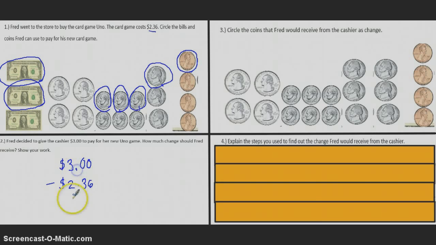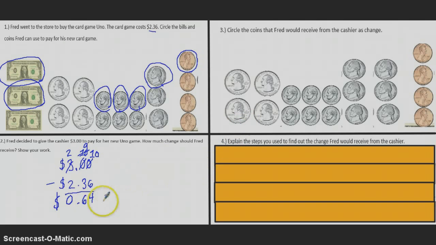Before I go through my subtraction problem, I'm going to make sure that my decimal points are lined up. Then I'm going to start over in the ones place, and I'm going to need to regroup. I got the difference, which is 64 cents, and that's the change that Fred should receive from the cashier.